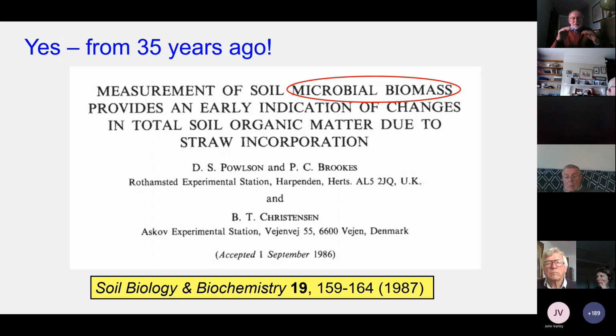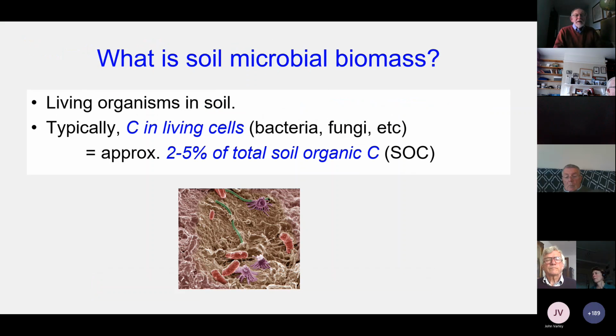And we measured both the changes in total carbon with and without straw, but also the changes in what we call the microbial biomass. Now, what is microbial biomass? Well, as I said, it's the living organisms in soil, going from earthworms, if you like, but right through to fungi and bacteria and protozoa and so on. It's a small fraction, but a terribly important one. So the carbon in the living cells in soil is typically of the order of between 2 and 4 or 5% of total soil organic carbon.